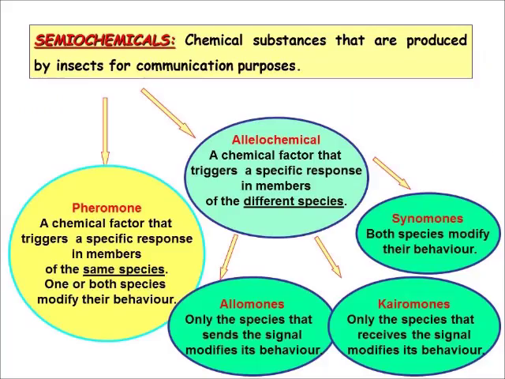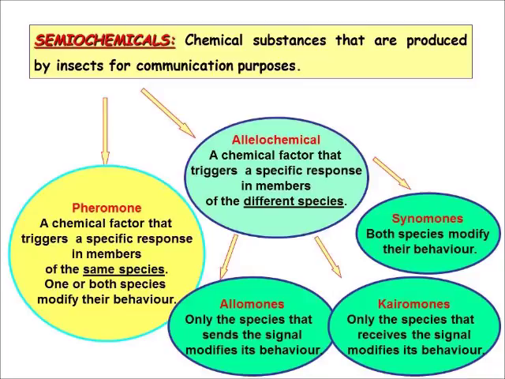The chemical substances that are produced by insects for communication purposes are in general called semiochemicals. There are two types of semiochemical communication: communication between individuals of the same species, the so-called intraspecific communication, or communication between different species. Here we refer to interspecific communication. When communication takes place between members of the same species, the chemical factor is called pheromone, and one or both species modify their behavior from this communication.